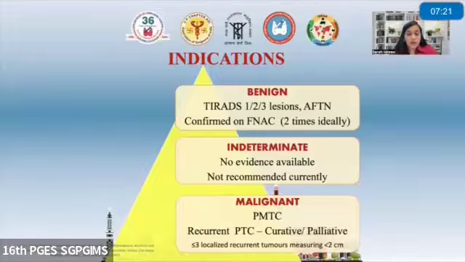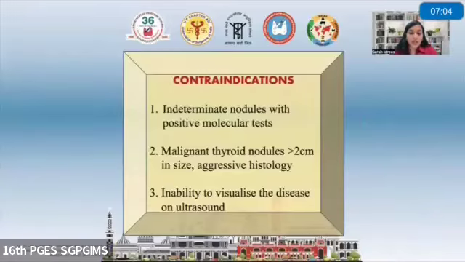Although we do not have a lot of evidence available currently, and the guidelines don't usually recommend them, there are reports coming up that indeterminate nodules can also be subjected to ablative procedures provided their molecular tests are negative. So the contraindications, of course, are just the opposite. Indeterminate nodules with positive molecular tests, malignant thyroid nodules measuring more than 2 centimeters in size, and all those lesions which we are not able to visualize on ultrasound.